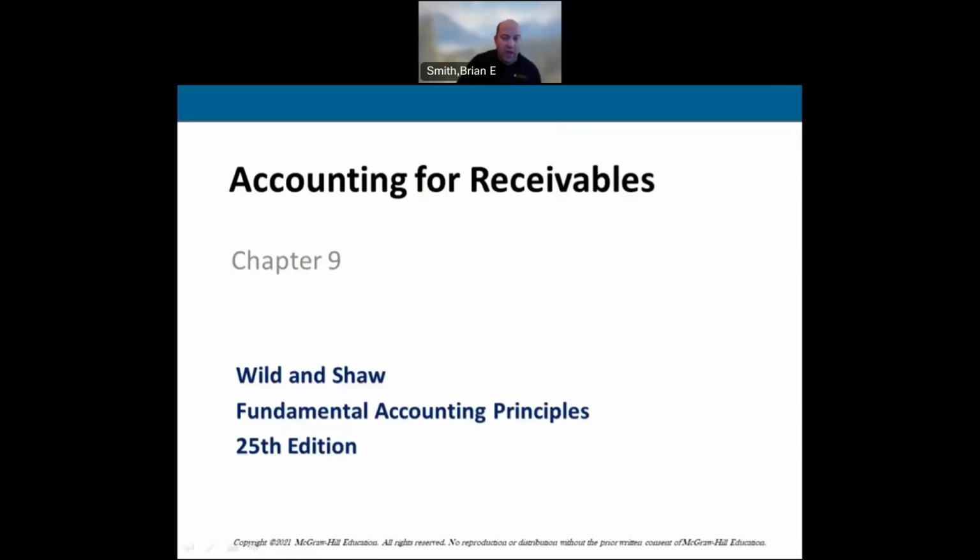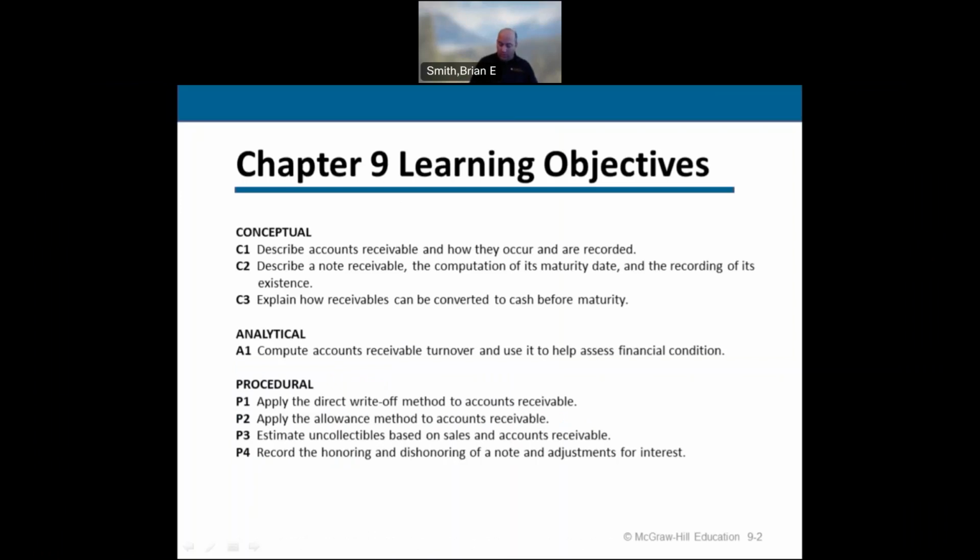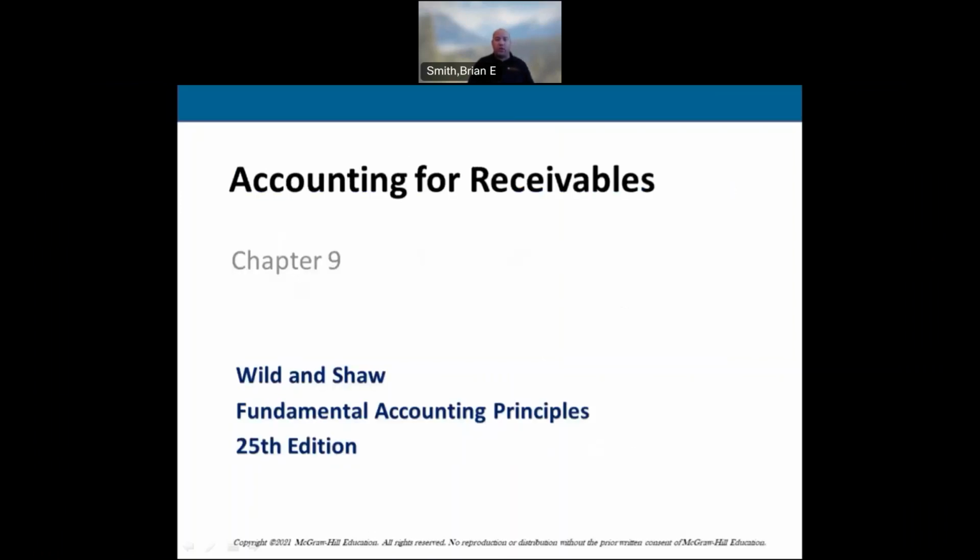All right, welcome to Chapter 9, Accounting for Receivables. Up to this point, we have been focusing on a lot of the generalities, the big picture stuff, following the transactions through to the closing journal entries and the post-closing trial balance.